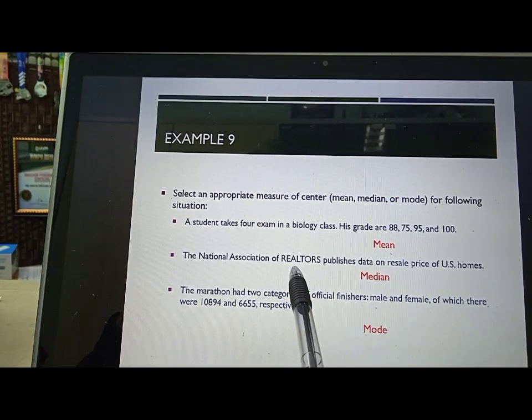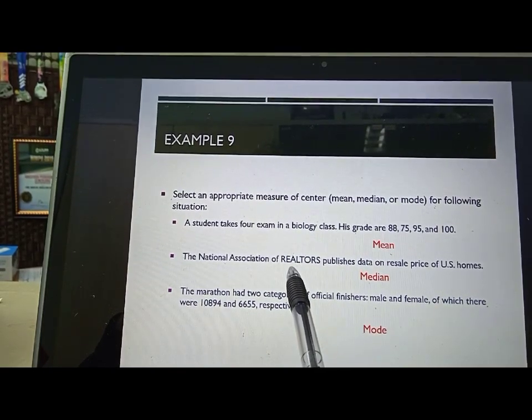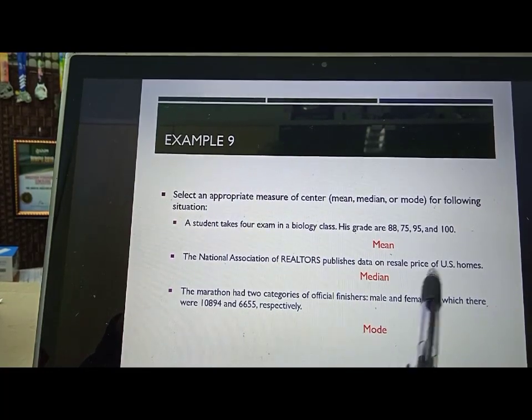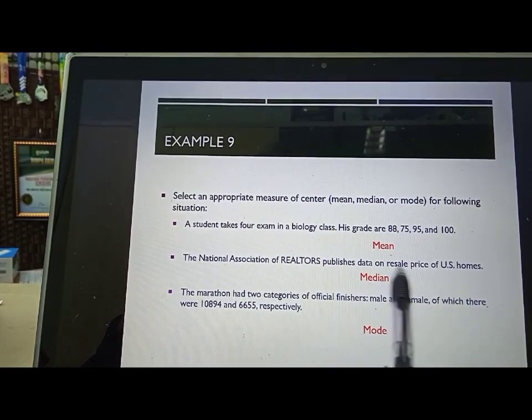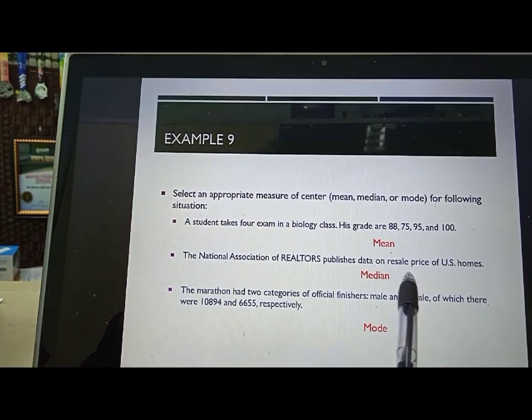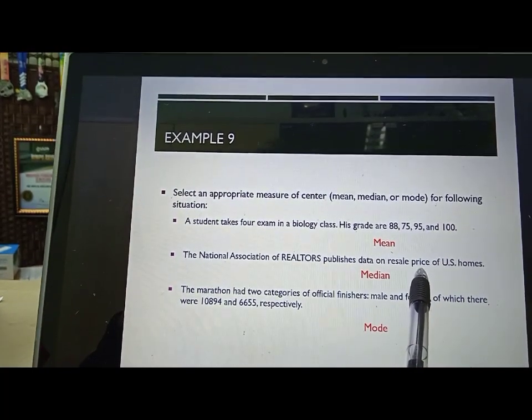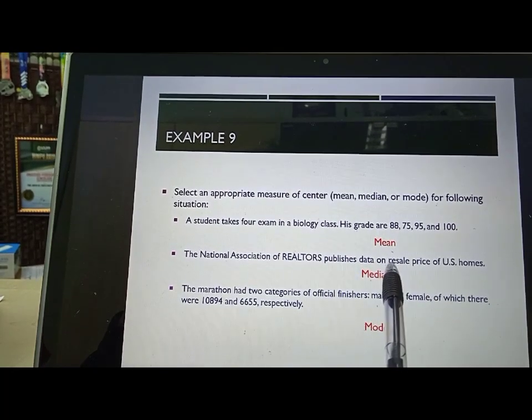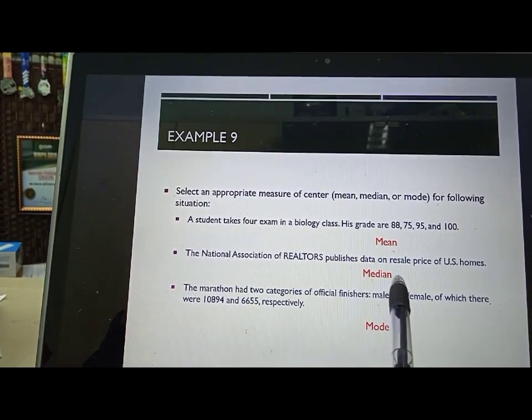The National Association of Realtors publishes data on resale prices of US homes. Is it quantitative or qualitative? Resale price means that we can arrange it in ascending or descending order. So it has a pattern. Once it has a pattern, we can use median.